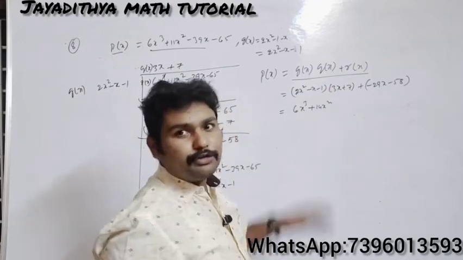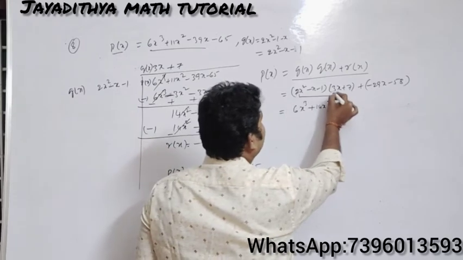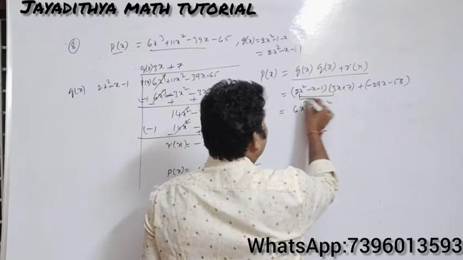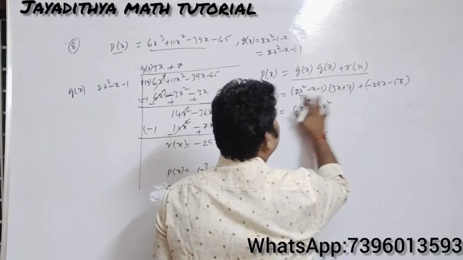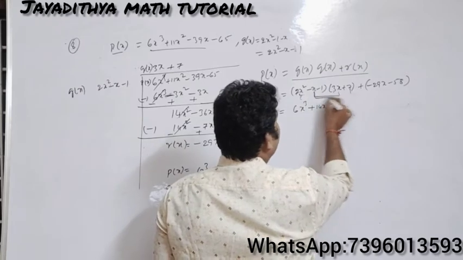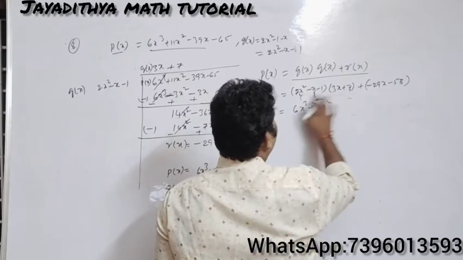Okay? So like that you should multiply. See here how I multiplied: 2x square into 3x and 2x square into 7. Now after this I need to multiply minus x into 3x and minus x into 7. Like that you do here.